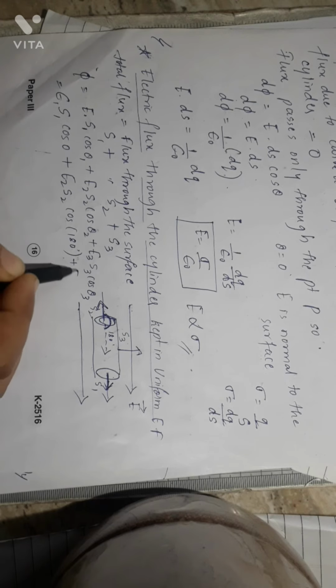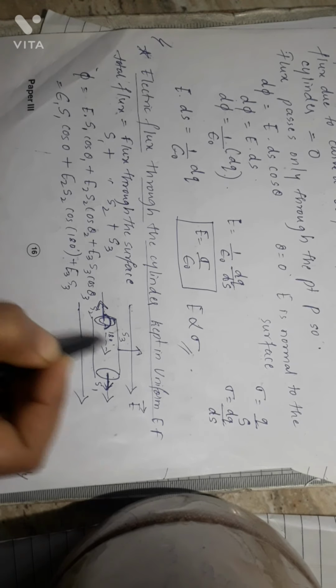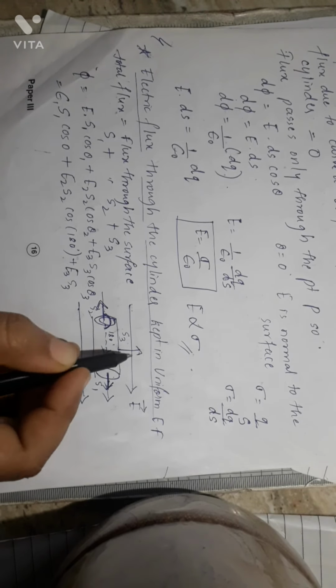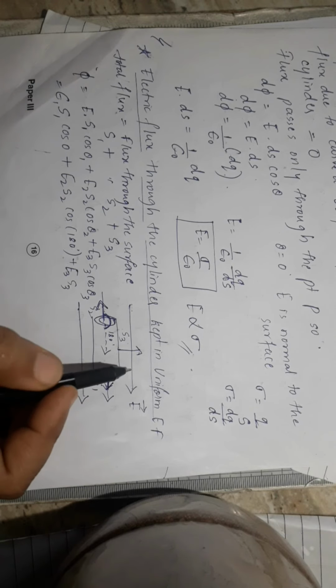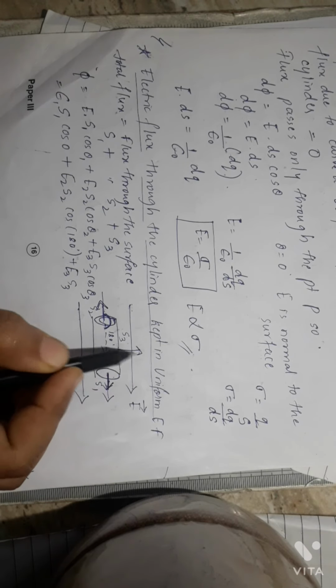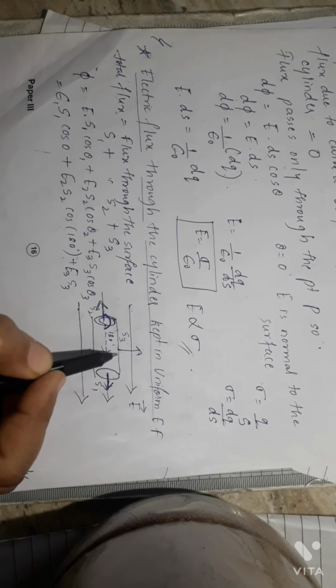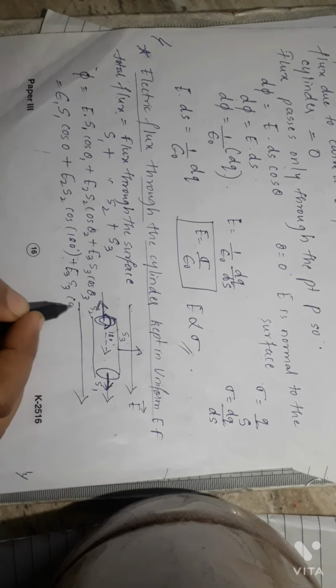Next comes E3 S3. This curved surface of the cylinder is perpendicular to the electric field line. The electric field line is in this direction, and the normal is in the upward direction. So the angle between them is 90 degrees. So you can take cos 90 degrees.